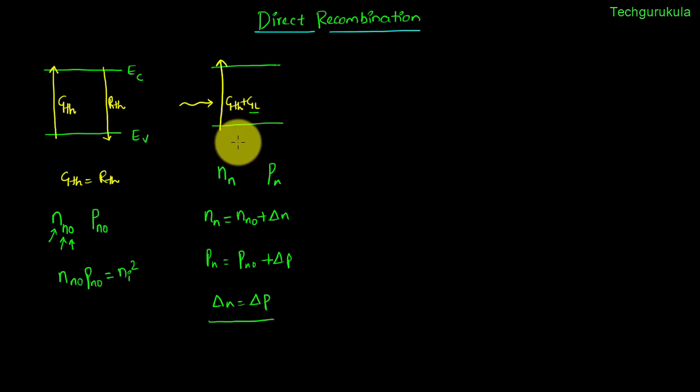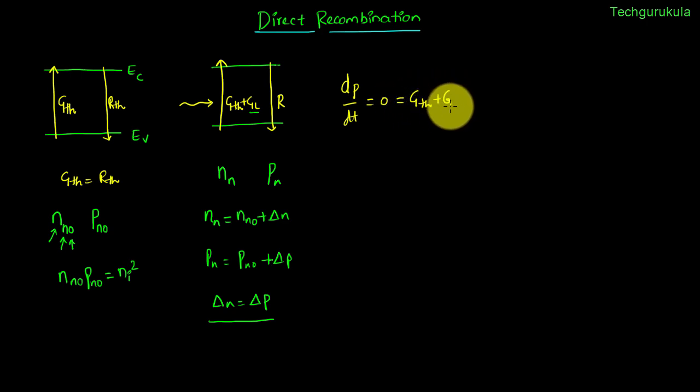Now because there is an increase in generation, for a brief moment that generation would be more compared to recombination. But when an equilibrium condition is established, of course this is not thermal equilibrium because we are exciting the semiconductor with external excitation, which is light, there will be recombination, and in equilibrium these two would be equal, which means dp by dt or dn by dt should be equal to 0. So the generation rate GTH plus GL minus the recombination rate should be 0.